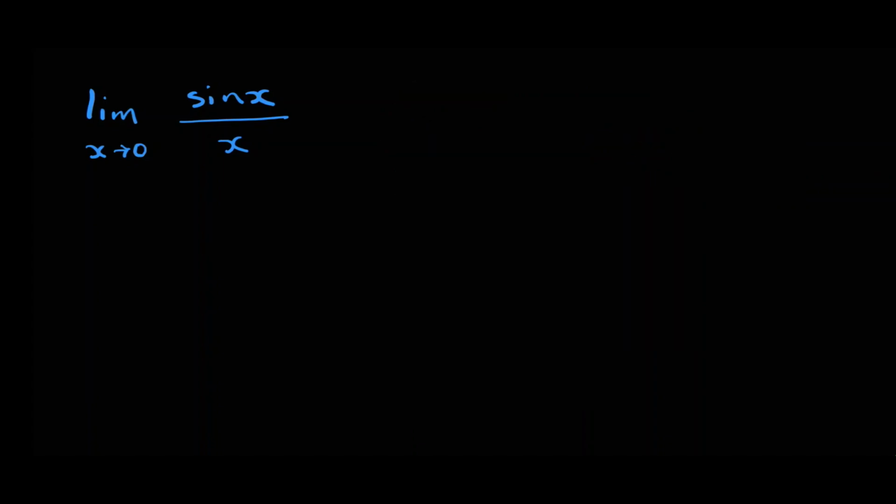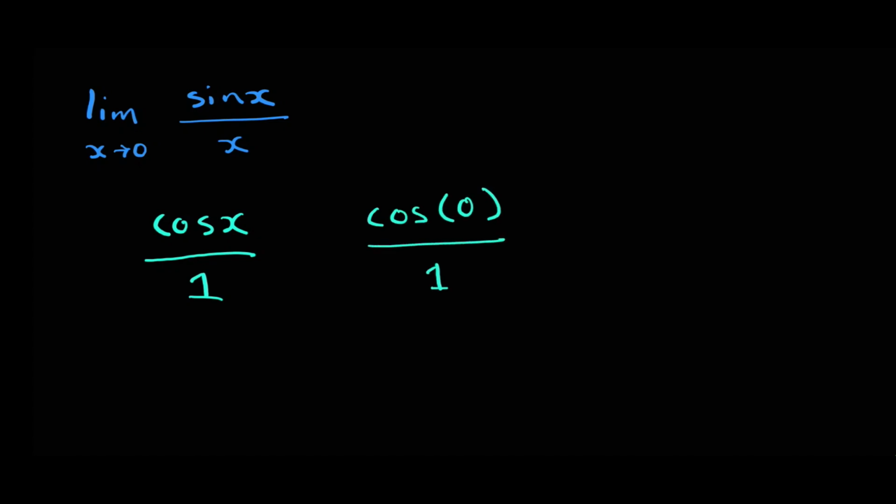So let's try that on sine of x over x. The derivative of sine of x is cosine of x, and the derivative of x is just 1. So now we have the derivative of the numerator and the derivative of the denominator. So let's sub x equals 0 into that and see if we get a limit. Cosine of 0 is just 1, and that's just over 1. So 1 over 1 equals 1, which means that the limit as x approaches 0 is 1.